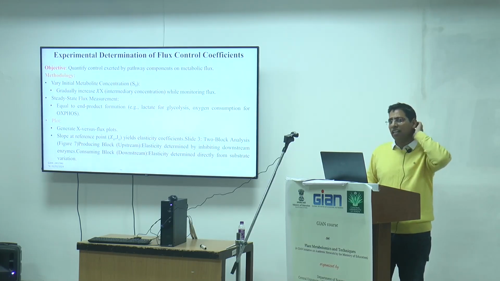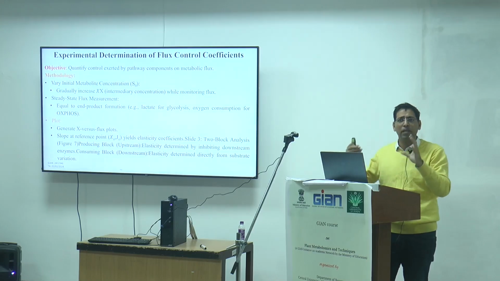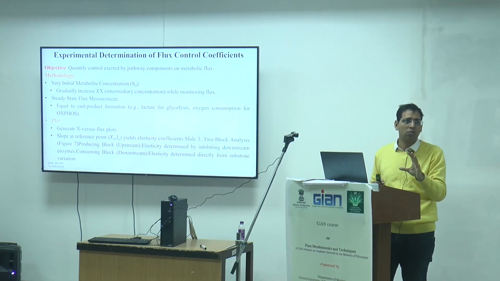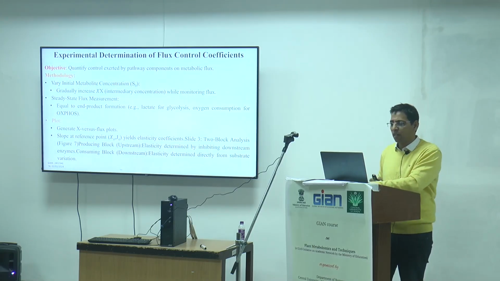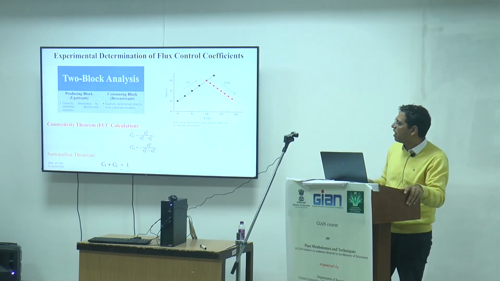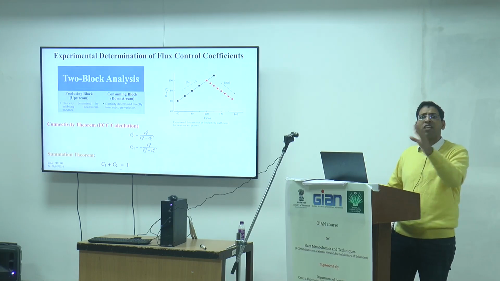So this is a little bit elaborate, but I'm coming with the picture so that at least you know the basics of those things. Otherwise, we can come with screenshots of the papers also. They will create a problem for you, so the picture is better for understanding. So understand here, this is the two block analysis. First is the producing block and second is the consuming block.